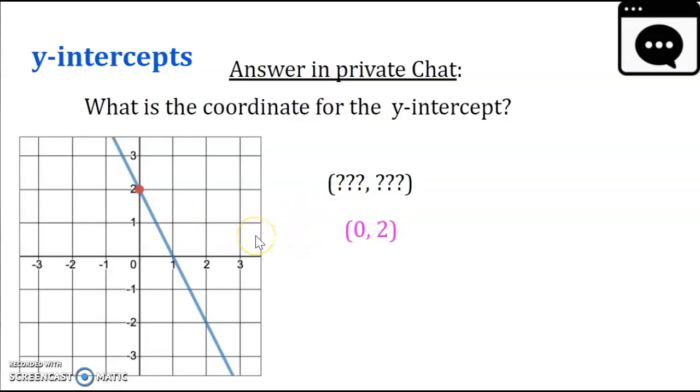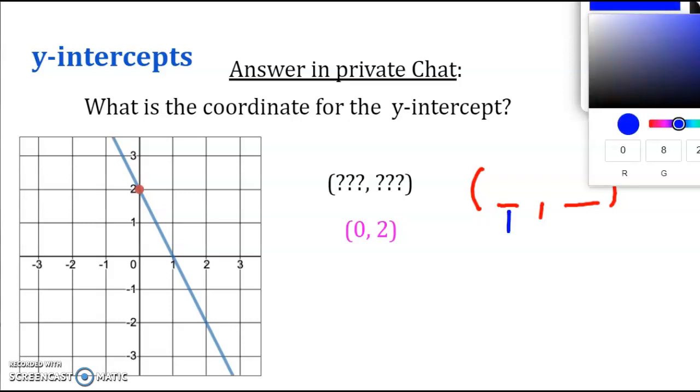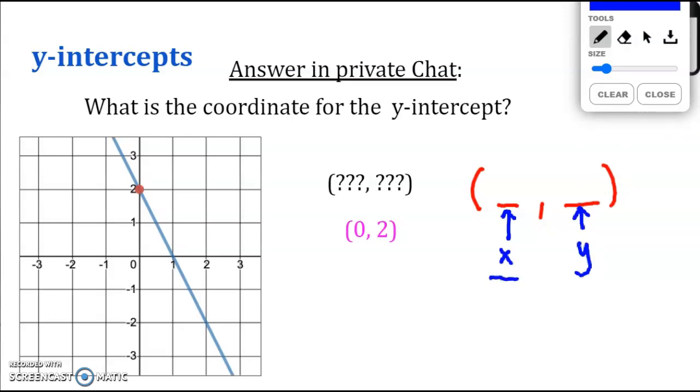Remember when you are dealing with coordinates, you always write some number separated by a comma and another number, and you also need to have parentheses. The first number represents the x value, and the second number represents the y value. The x value is the horizontal position, and the y value is the vertical position, the up and down position.